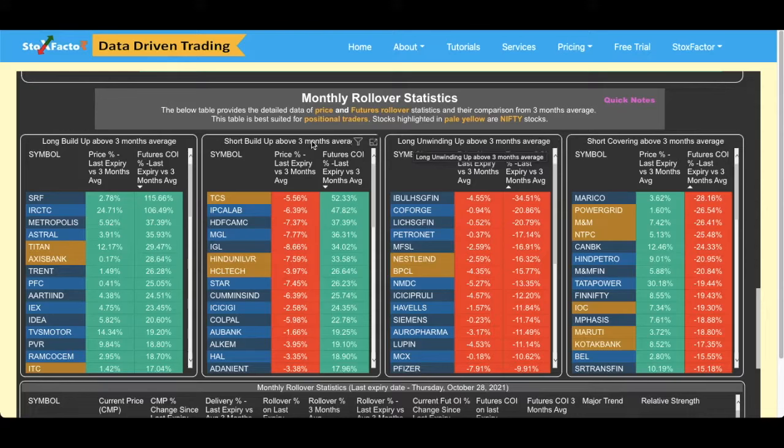For cash market players, these 2 tables will be helpful to decide when to exit the stock. When they see more than average selling in a stock, they can decide to partly exit that stock and book their partial profits.